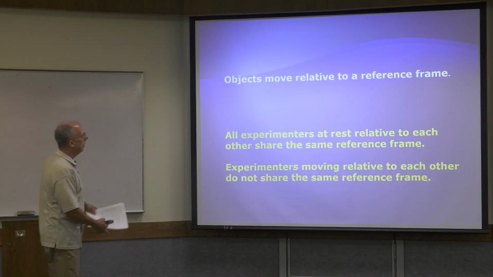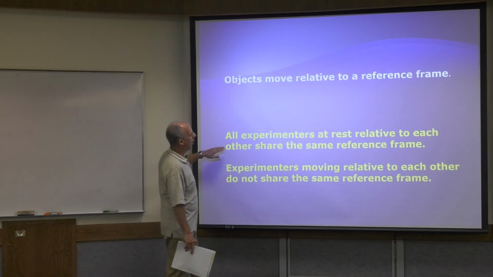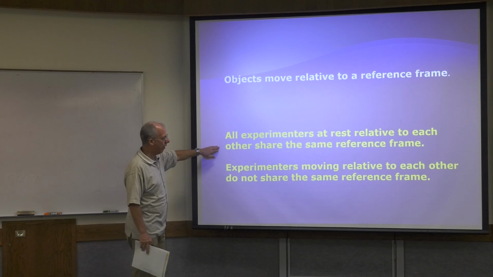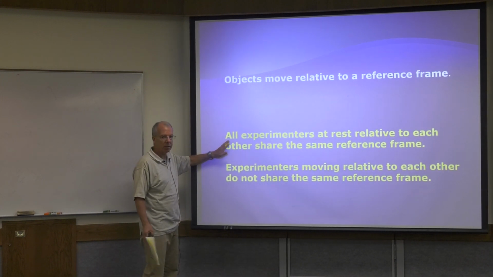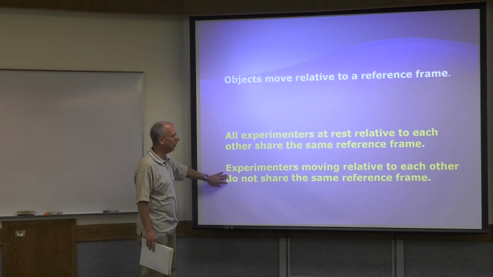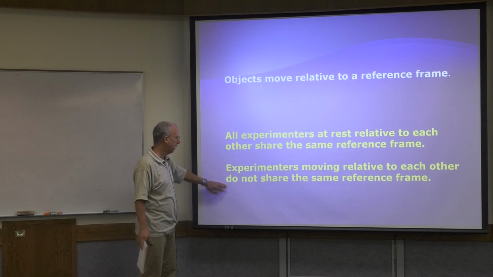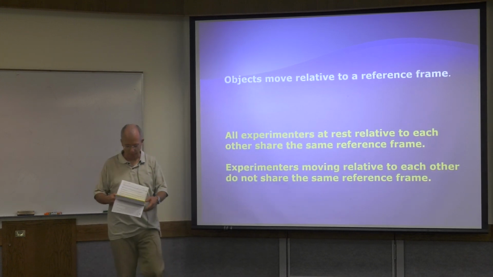Okay, so here we go. Let's summarize. Objects move relative to a reference frame. All experimenters at rest relative to each other share the same reference frame, so they're going to get the same measurements. Experimenters moving relative to each other, like you and your type A friend, do not share the same reference frames, so you're going to get different measurements.